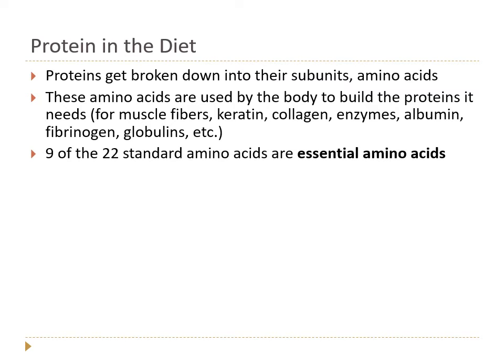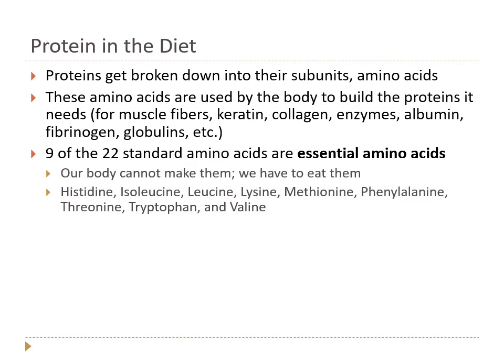So there are 22 standard amino acids, of which 9 of them are considered essential. So when we talk about nutritional things, when we talk about something being essential, that means that our body cannot make it. We don't have the enzymes. We cannot chemically produce that particular molecule. We cannot make that amino acid, so we have to eat it and absorb it and get it into our bodies that way. So I've listed them here. I'm not going to ask you to remember those, but we have to eat these specific 9 amino acids.